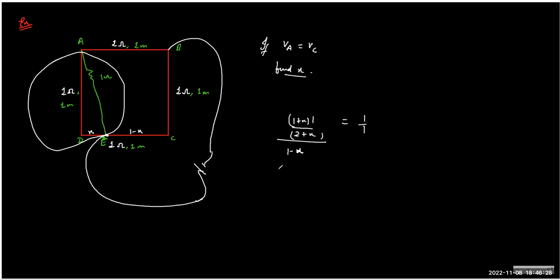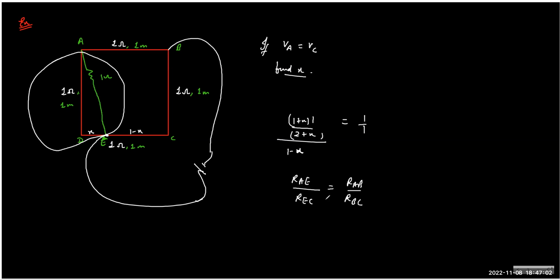Is it difficult to solve? So what I wrote is RAE upon R to E to C is same as RAB upon RBC. Because that is the only condition when A and C will have the same potential. This is a direct question of the balanced Wheatstone bridge condition, where the bridge element is missing, it is not present.